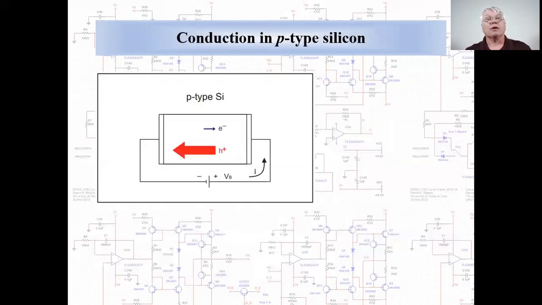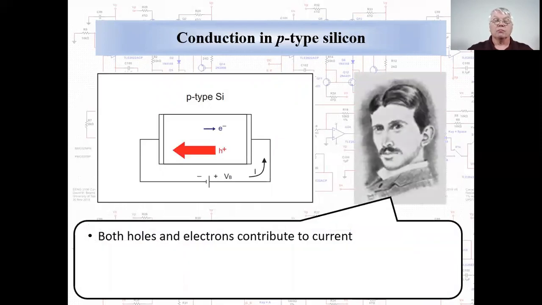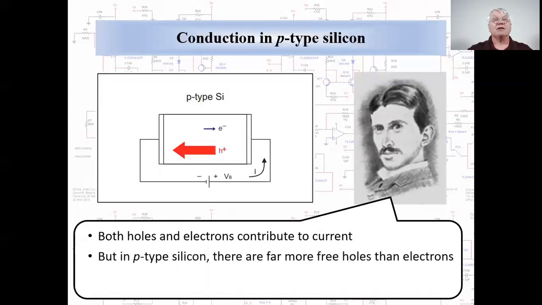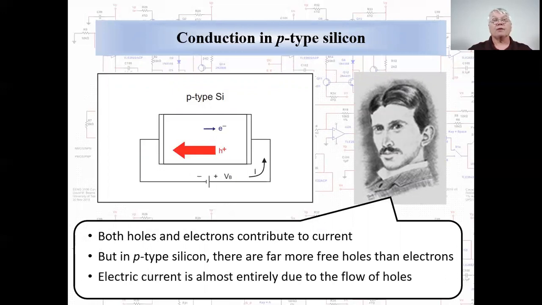Now, Nicola can explain the conduction of electric current in p-type silicon. Both holes and electrons contribute to the current, but the density of the holes is far higher than the density of the electrons in p-type material. So the current in p-type material is almost entirely due to the motion of holes.